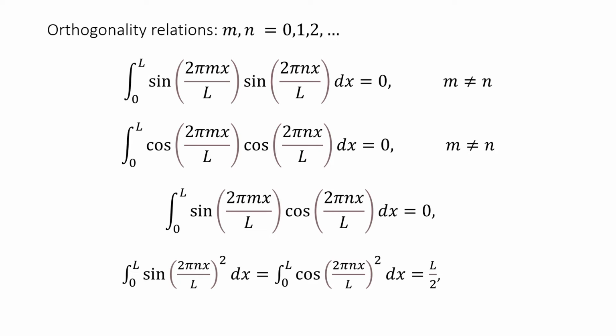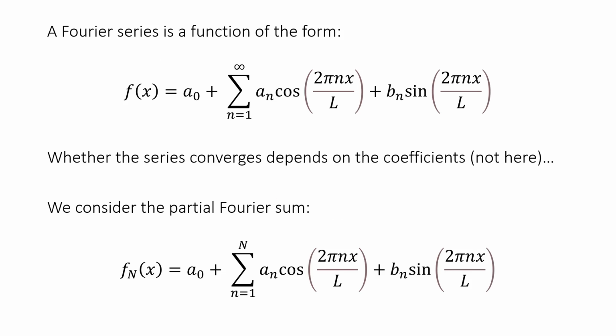Alright, so what are we supposed to do with those Fourier sine modes and Fourier cosine modes? Well, we can use them to compose functions. That leads us to a Fourier series. A Fourier series is a function of the following form. f of x equals a naught plus the sum starting at n equal 1 up to infinity of an cosine 2 pi nx over L plus bn sine of 2 pi nx over L. In this context here, a naught, an, and bn are coefficients.